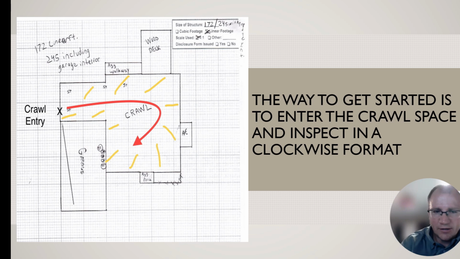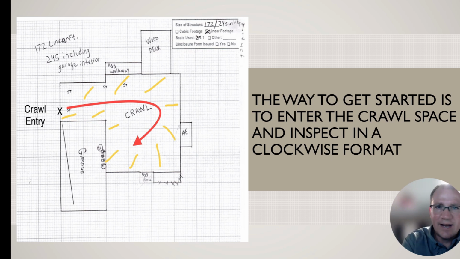You can see the little diagram we've drawn here where you actually see the crawl entry door. You're going to go in and you can see yellow marks on this diagram showing where you shine the flashlight to all the walls and you take a look at everything. Always do it in a clockwise format to make sure you shine all walls.